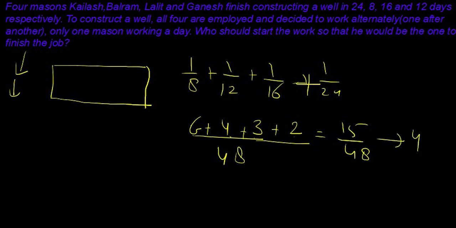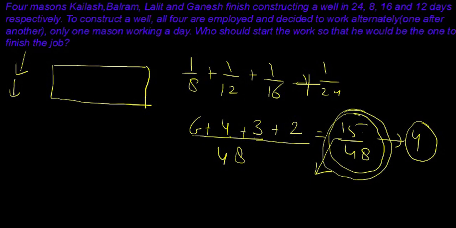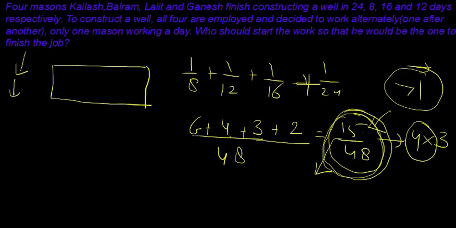Now what amount of work can we complete in these cycles? 15 by 48 work is done in 4 days, so we multiply by how many slots we can arrange with this arrangement. But we make sure that this work should not be greater than 1, because you cannot do more than 1 work. So how many slots can we multiply by to keep this number less than 1? 4 threes are 12 would be the correct answer. So 15 by 48 times 3 is 40 by 48.